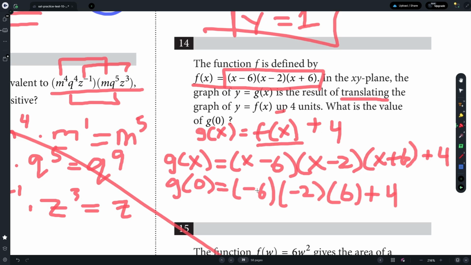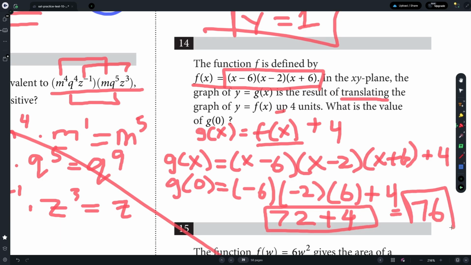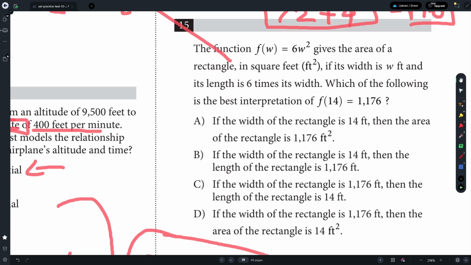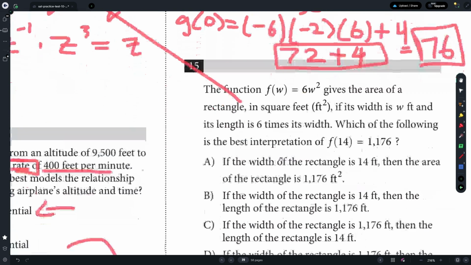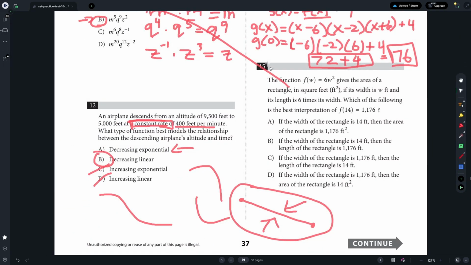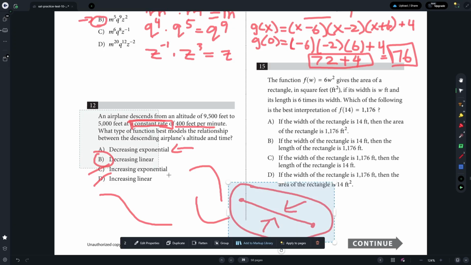So now what is negative 6 times negative 2 times 6? That is 72 plus 4. What is this? 76. So the correct answer is 76. Okay. Zoom out here. Let's actually get rid of all of this.